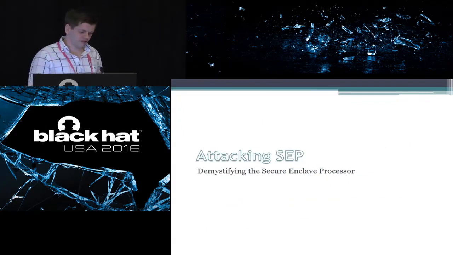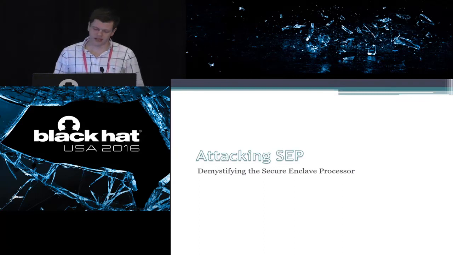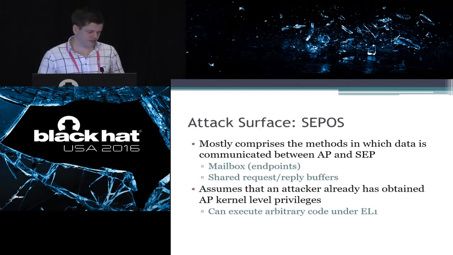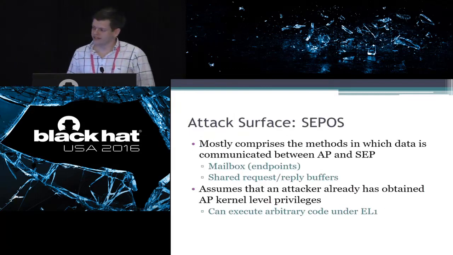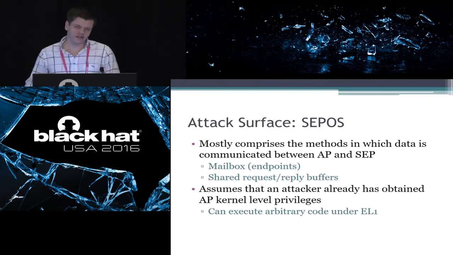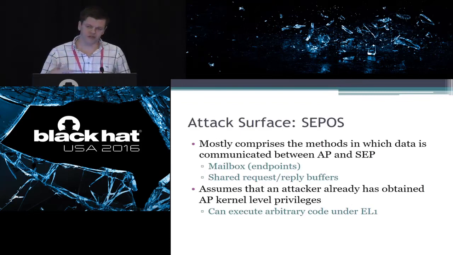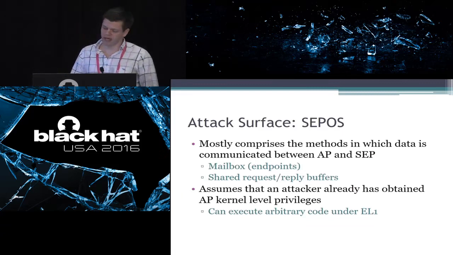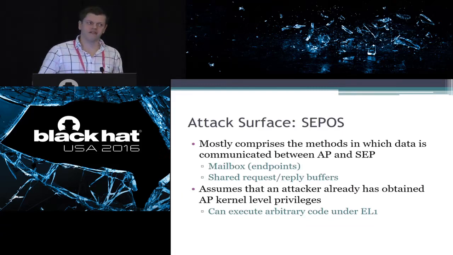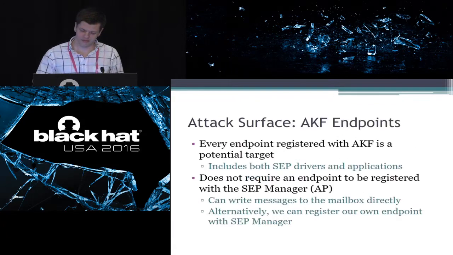That was just an introduction to SEPOS, and now we'll move on to the more interesting part, which is the attack surface of SEPOS. In terms of software, it mostly comprises the methods that we use to communicate from the AP to SEP. These methods basically boil down to the mailbox and the shared request and reply buffers. In order to carry out attacks, we assume we have kernel privileges in iOS because we need to be able to write arbitrary messages to the secure mailbox.